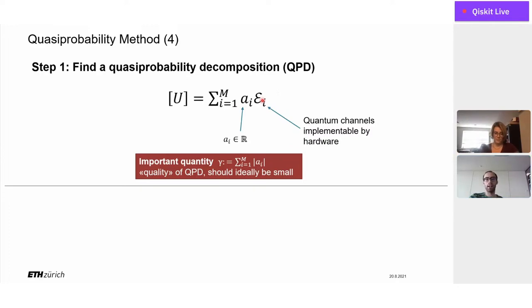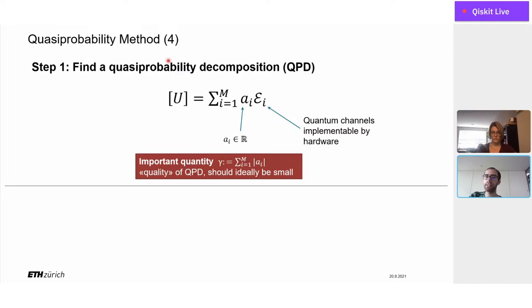So for example, what you would do in practice is that you would go to your hardware, you would try lots of different noisy gates, noisy measurements, combinations of measurements and gates, right? And you would do tomography of those in order to know what kind of quantum channels your computer can realize. And this gives you a set of quantum channels E_i that you know your quantum computer can realize. And then you try to find some coefficients a_i such that you get a valid quasi-probability decomposition.